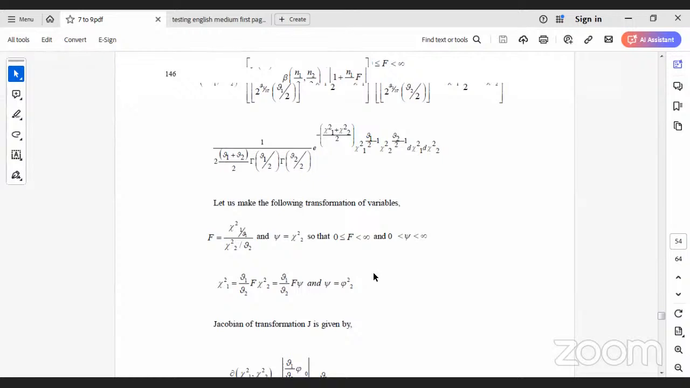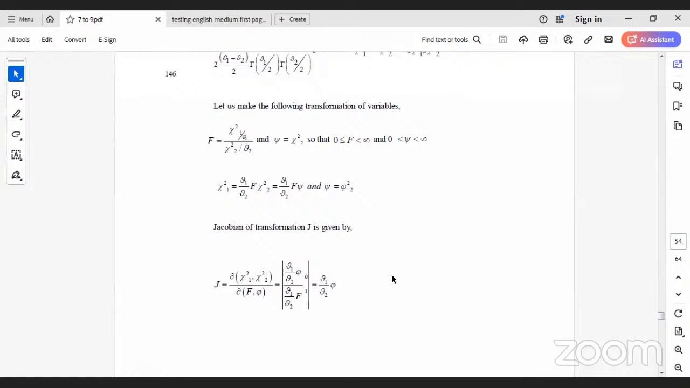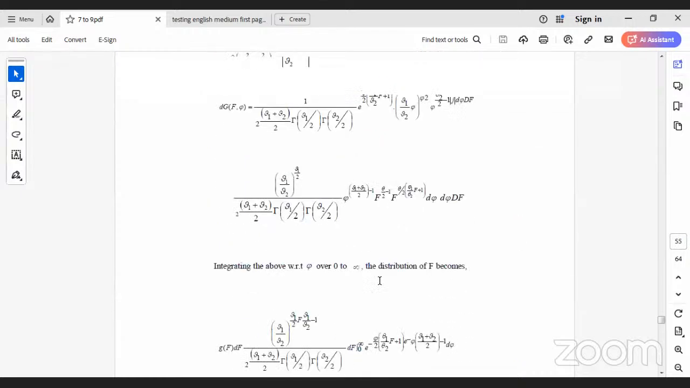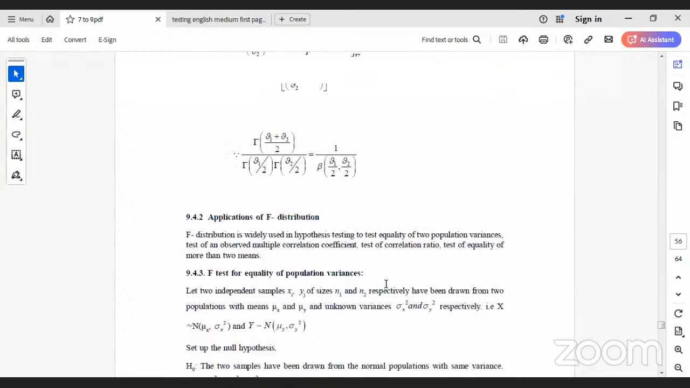So psi is equal to chi-square 1 by chi-square 2, such that 0 is less than or equal to f is less than or equal to infinity. This is the condition we are taking for the Jacobian transform. J is equal to the partial derivative of chi-square 1 and chi-square 2 with respect to f and y. This is the Jacobian function we are doing. You have to practice here.